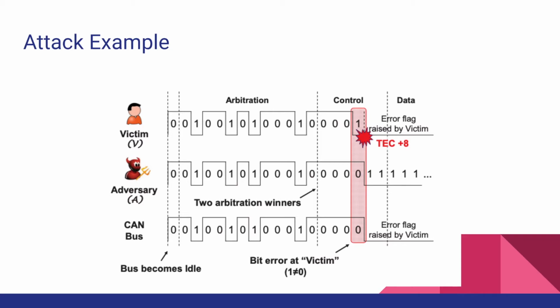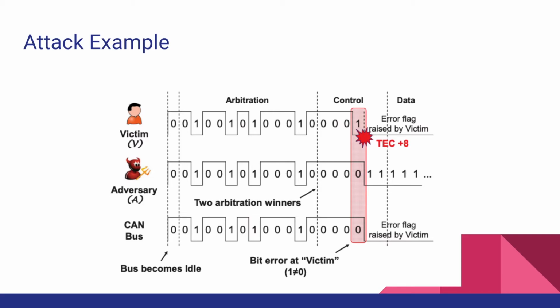However, at the point where the victim has a 1 in their frame, the adversary puts a 0, and that's where the red bar is on the image. Because of that, the victim says, oh no, there must be another message that's more important, or something happened, because the bit I was supposed to send, which is a 1, is not on the CAN bus. That makes the victim go from sending mode to receiving mode, and also increments its TEC counter by 8.